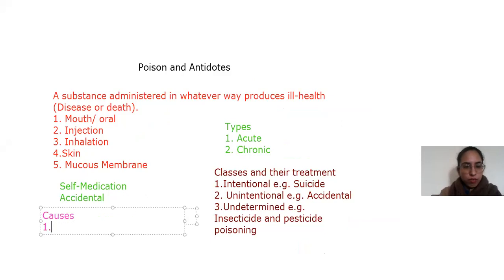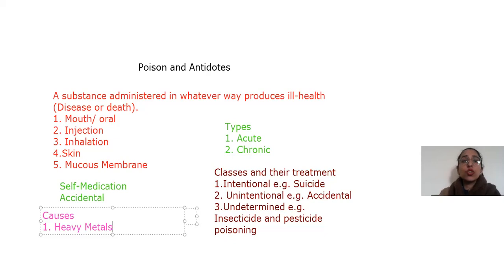Causes. Fine. One is heavy metal. We know that on a daily basis the water we are taking contains heavy metal. If there is an excess amount of heavy metal inside our body, that can result in poisoning. That is one of the root causes of poisoning: heavy metal.